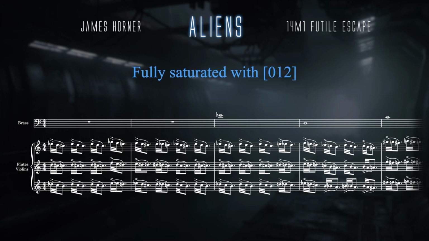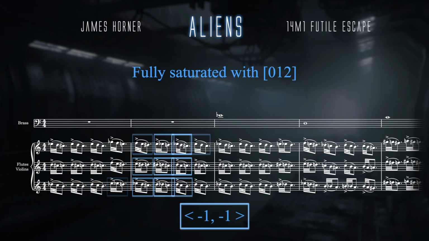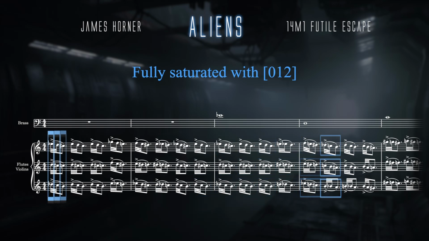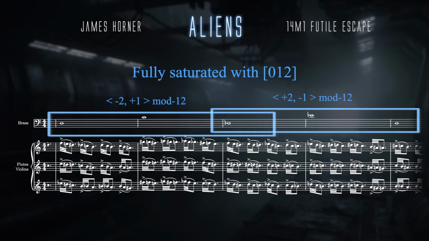The strings and woodwinds play short stabs of -1, -1, each of which is 0-1-2 expressed melodically. But they all start on different notes, meaning that the simultaneities are also 0-1-2. Even the brass line is derived from the motive +1, -2 that we've discussed before, but melodic units turn into the set class 0-1-2.